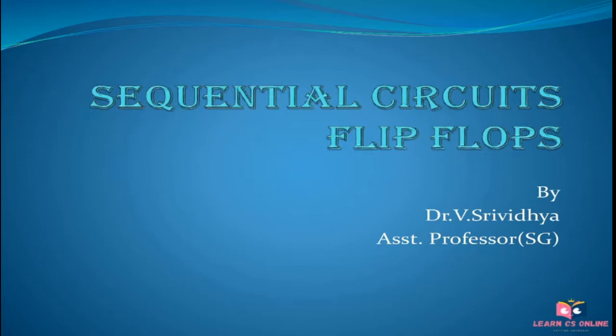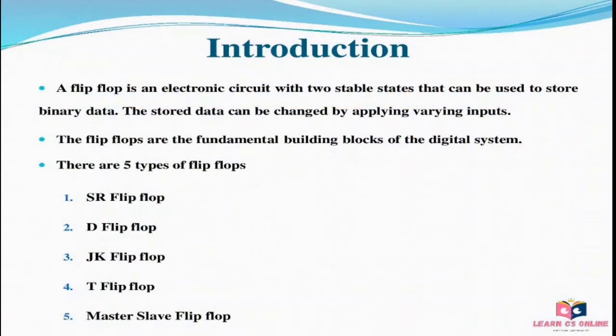In this video, we are going to see about flip-flop and its types. A flip-flop is an electronic circuit with two stable states that can be used to store binary data. The term flip-flop is used as they can switch between the states under the influence of a control signal, that is, they can flip to one state and flop back to other state.